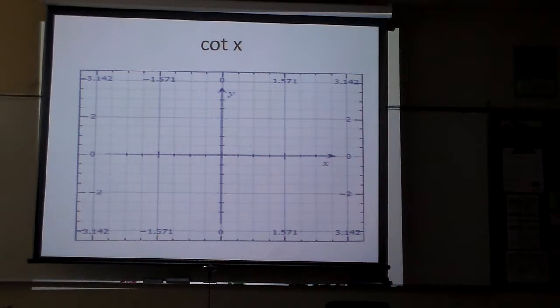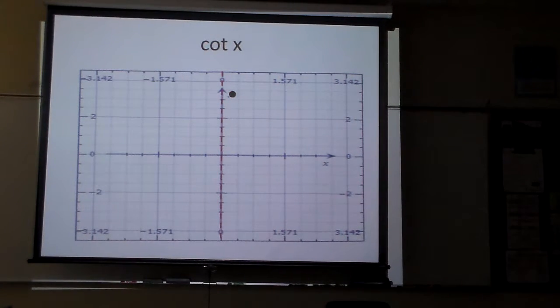Okay, cotangent x. Well, first off, let's graph cotangent x. Let's think of this here. When x is 0 radians, and I do adjacent over opposite, I'm going to have 1 over 0, meaning that I am undefined at 0. I am undefined here, meaning that my first value is going to be very close to infinity, way up here.